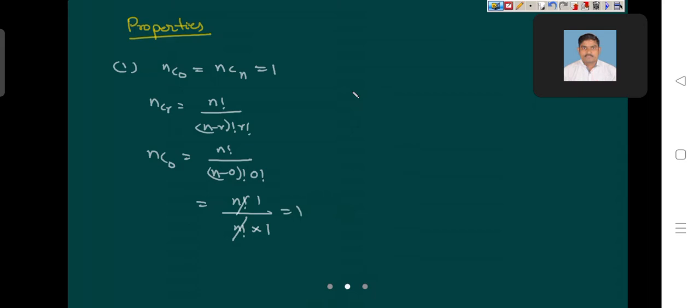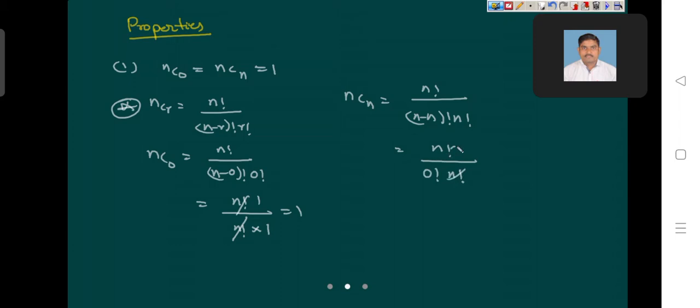In the same way, nCn. In this formula, in place of r you substitute n. We will get n factorial by (n minus n) factorial into n factorial, which is equal to n factorial by 0 factorial into n factorial.